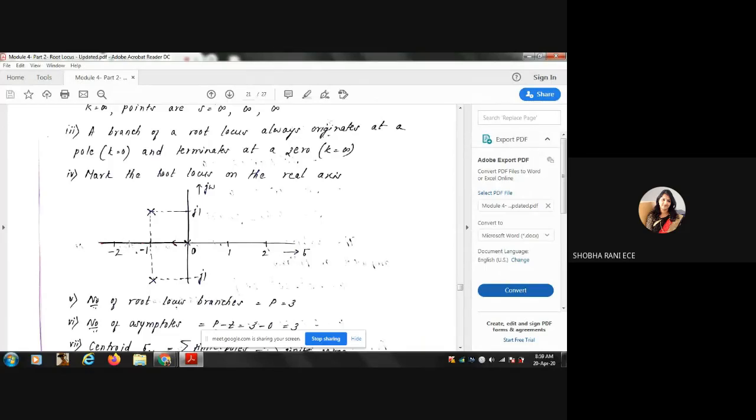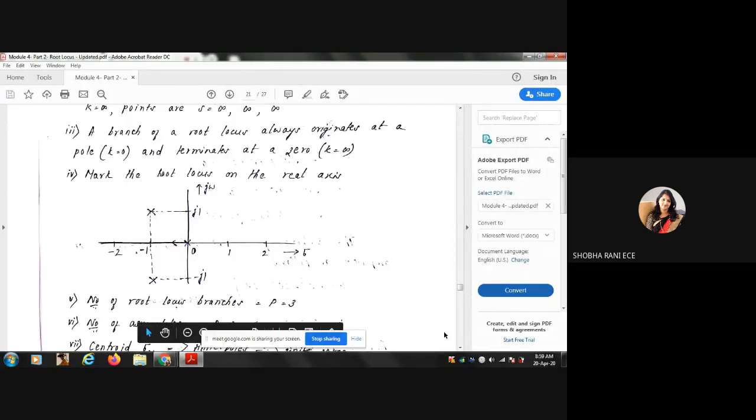So what you have to do is just from 0, mark the root locus. And after you mark the root locus, don't forget to mark the direction of the arrow marks. You are marking it only on the real axis now. The root locus will originate at a pole, so draw the arrow mark away from the pole.